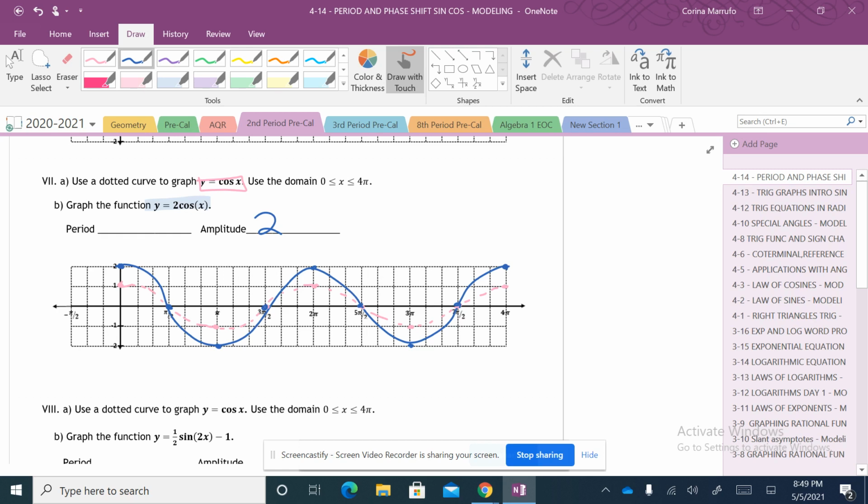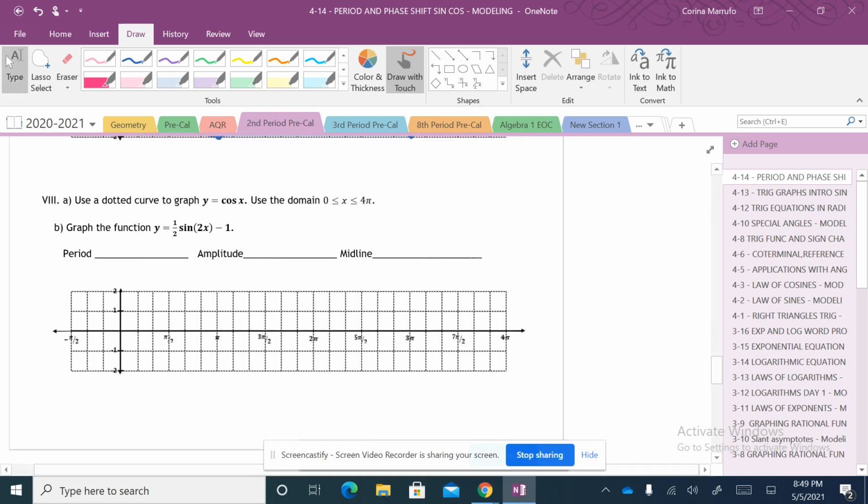Our period's still the same. We didn't change it. It's still 2 pi, which means that from here all the way up to 2 pi, it completes 1 rotation before it starts the exact same pattern over again. So that's how we know it's 2 pi.